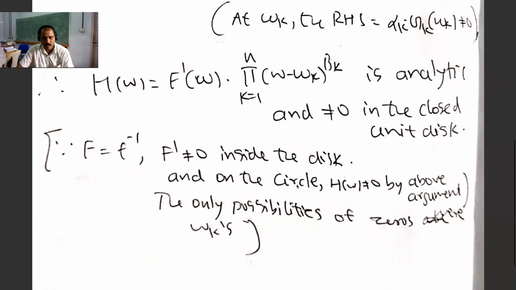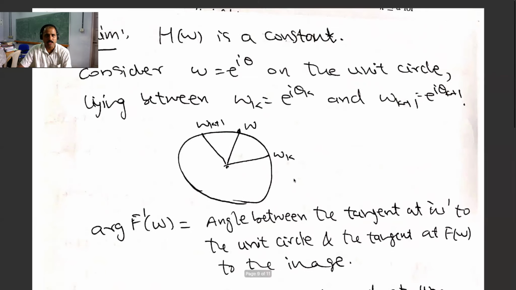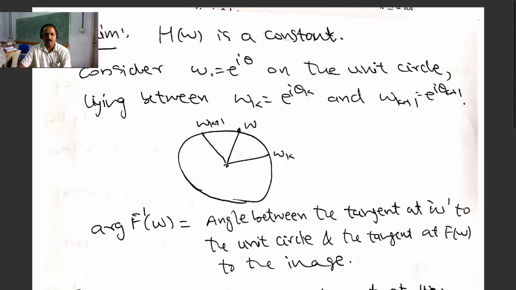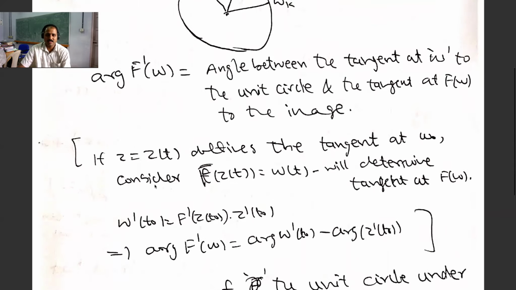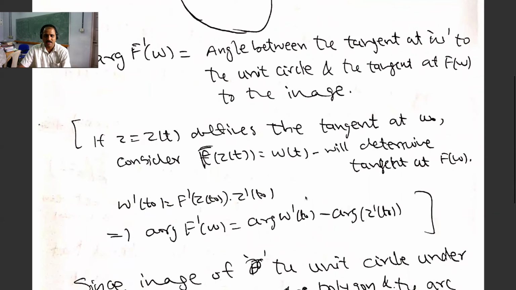Now we are going to prove that h of omega is a constant. The proof is very simple. Remember, omega is varying on the unit circle now. So you consider omega equal to e raised to i theta, where omega lies between some omega k and omega k plus 1, with omega k equal to e raised to i theta k. The argument of f dash omega equals the angle between the tangent at omega to the unit circle and the tangent at f of omega to the image. That is trivial from the definition of derivative.